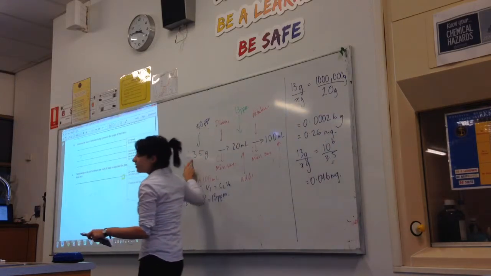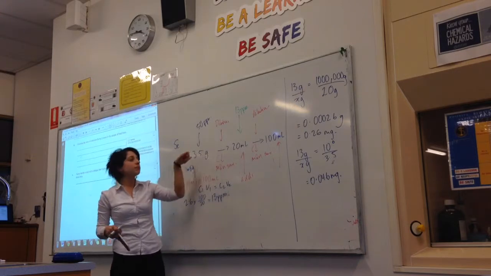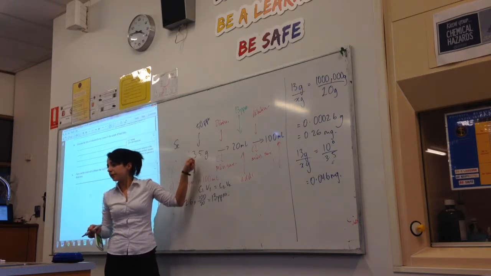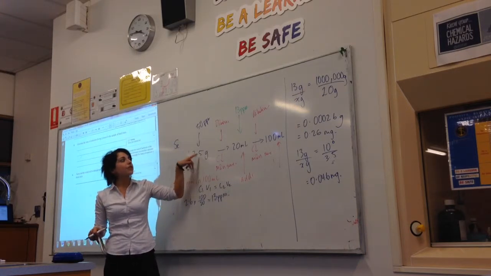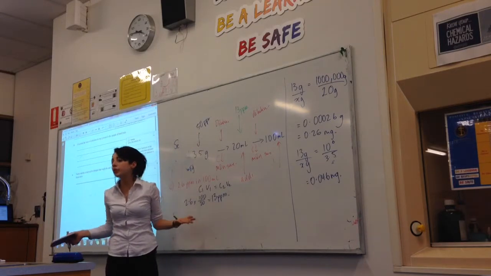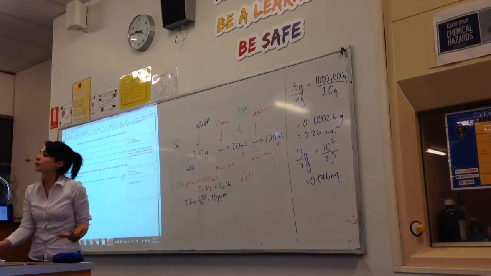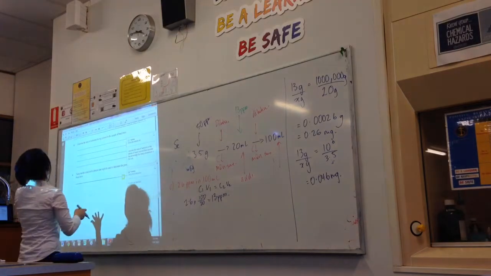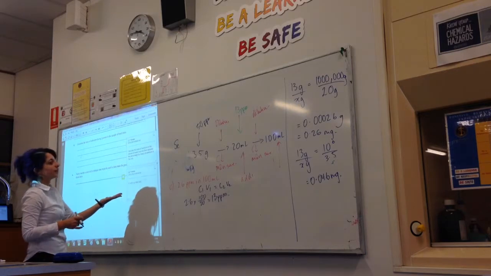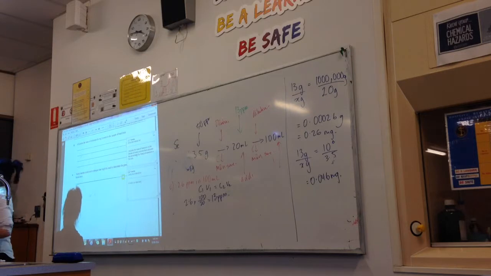This concentration only refers to the 20 mils. It doesn't refer to the 3.5 grams. We would have to actually work out the concentration in the 3.5 grams to use that ratio, which we don't know, because you can't assume 1 gram equals 1 mil for, what was the sample? Brazil nuts. You can't assume 1 gram equals a mil for Brazil nuts.